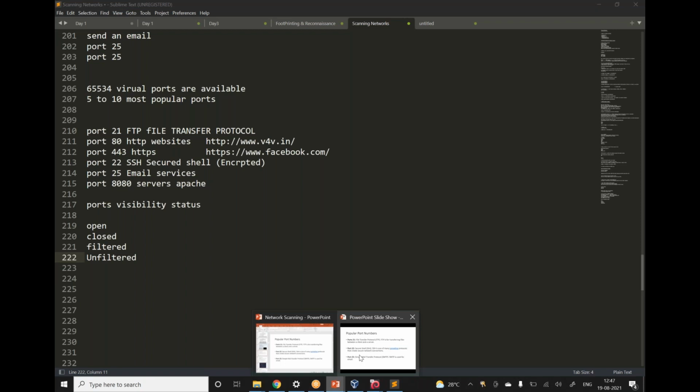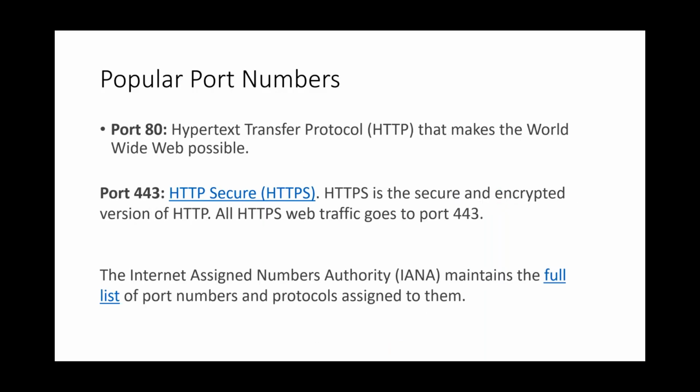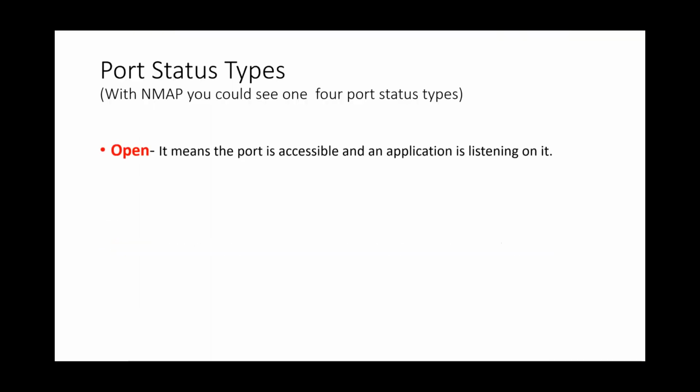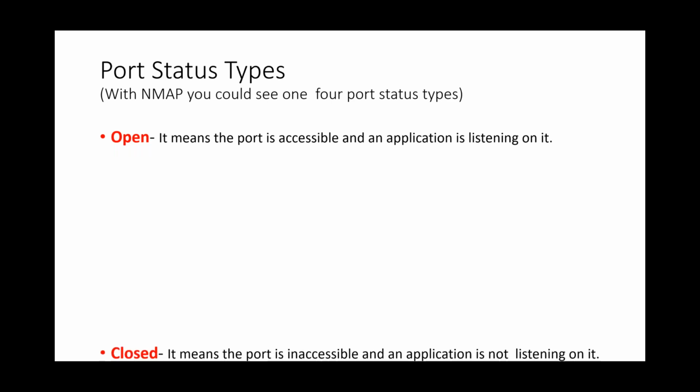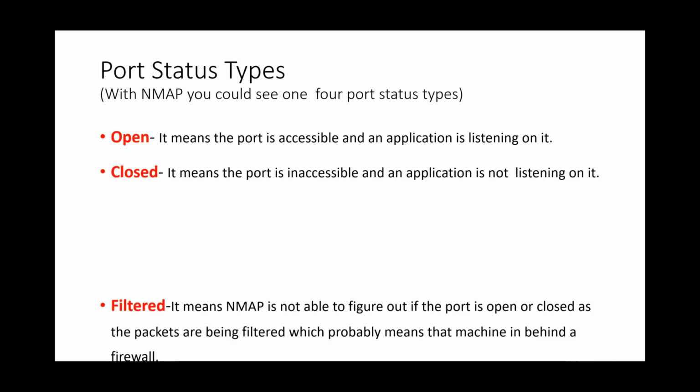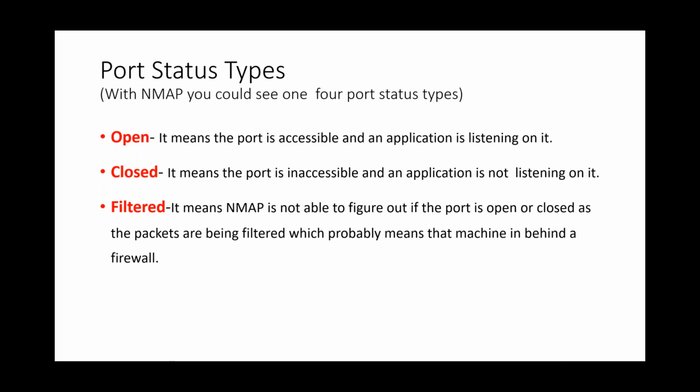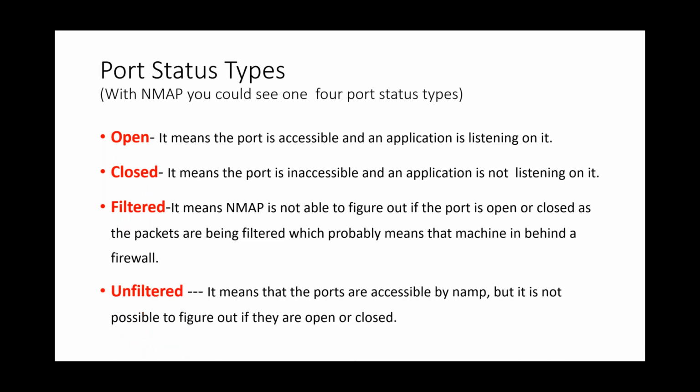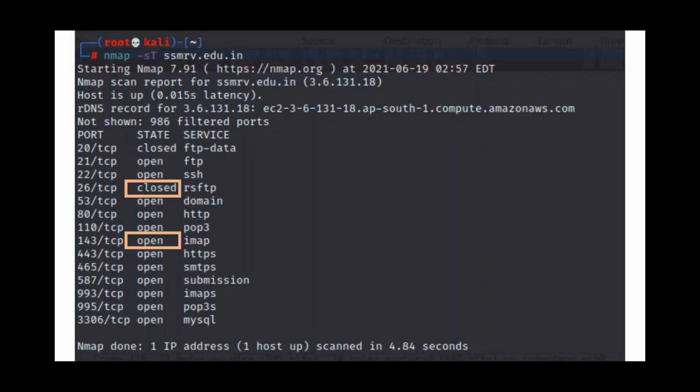I have just explained it in simple terms, but when you go through my PowerPoint, you will get to see. Open means the port is accessible. Closed means it is closed. Filtered means it's not able to figure out if the port is open or closed as the packets are being filtered, which probably means the machine is behind a firewall. Unfiltered means ports are accessible by Nmap, but it is not possible to figure out if they're open or closed. So these are the statuses you should know about.